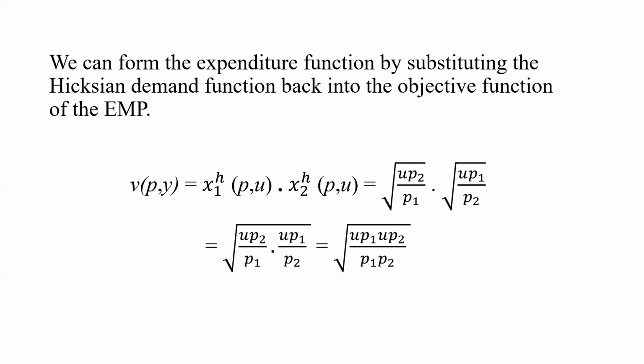After this, we can form the expenditure function by substituting the Hicksian demand functions back into the objective function of the EMP. Following the previous question's procedure, we multiply in these x1 and x2 values, and we get the whole root of u p1 p2, which is the value of the expenditure function, e(p, u). So I hope you all understand this math.